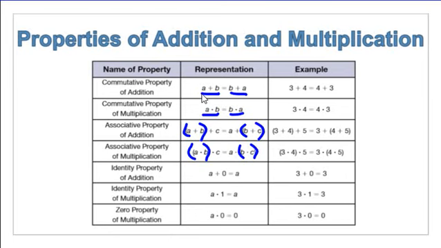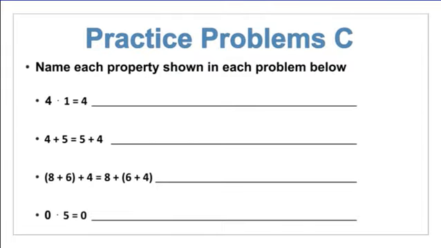For multiplication identity, anything times 1 is itself. So the identity property of multiplication, you're just multiplying by 1. And then the last property, the zero property of multiplication, just know that anytime you multiply by 0, the answer is always 0. So let's look at an example here.